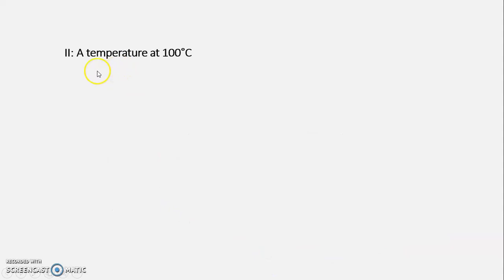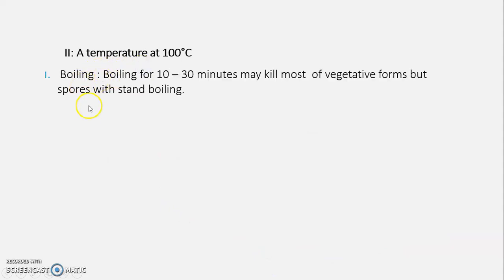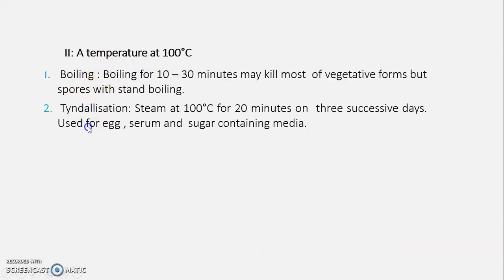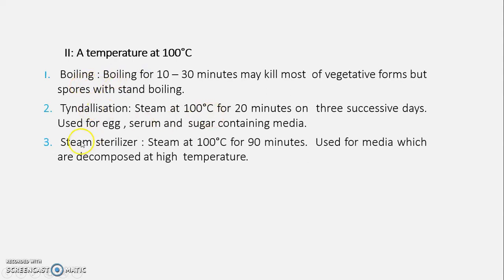Then heating at a temperature of 100 degrees Celsius involves three processes: boiling, tyndallization, and steam sterilization. Boiling for 10 to 30 minutes may kill most of the vegetative forms, though spores withstand boiling. Tyndallization: steam at 100 degrees Celsius for 20 minutes on 3 successive days. It is used for egg, serum, and sugar-containing media. Then steam sterilizer: steam at 100 degrees Celsius for 90 minutes, used for media which are decomposed at a high temperature.